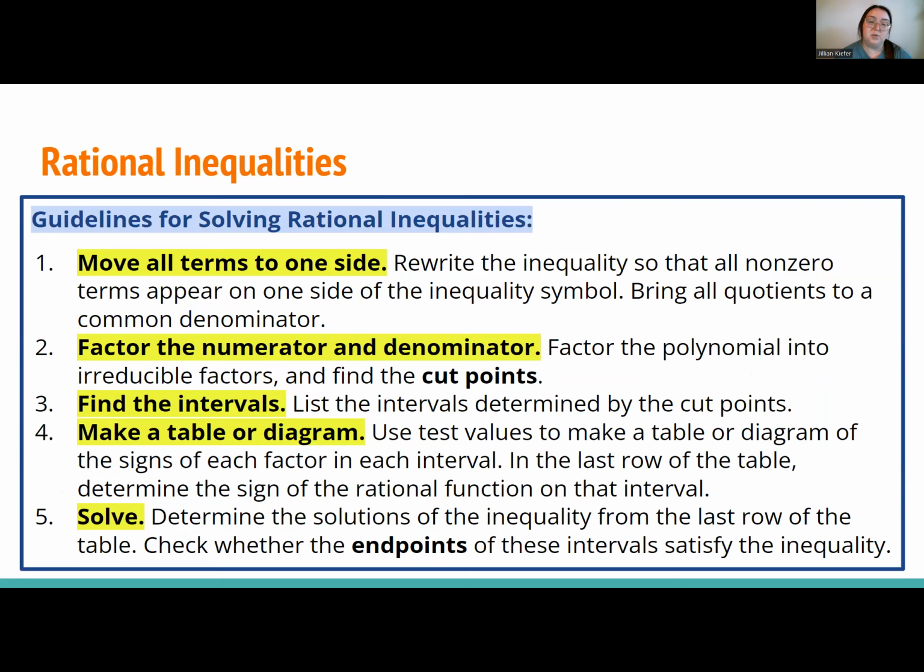Step 1 is move all of your terms to one side, the same as last time. So you rewrite the inequality so that all of your non-zero terms appear on one side of the inequality symbol. Bring all your quotients to a common denominator if they don't already have one. Remember, when you move your terms to one side or the other, you are adding or subtracting. You don't want to be dividing or multiplying.